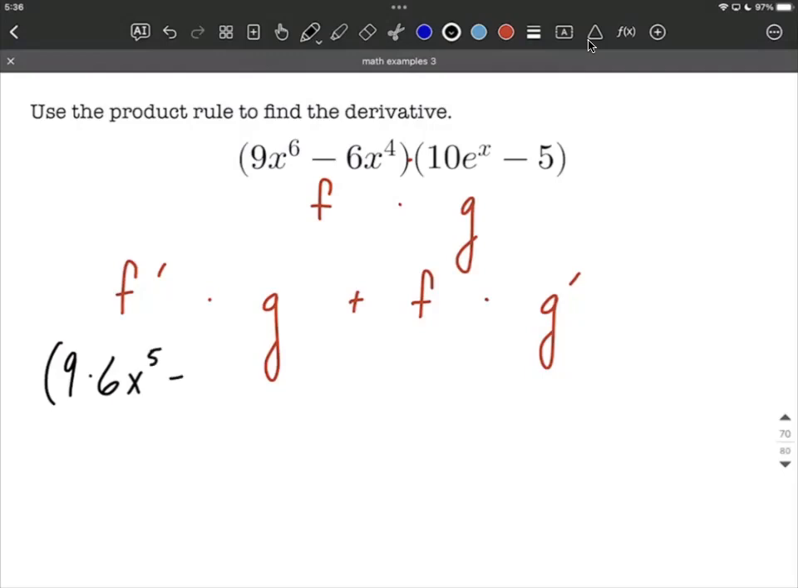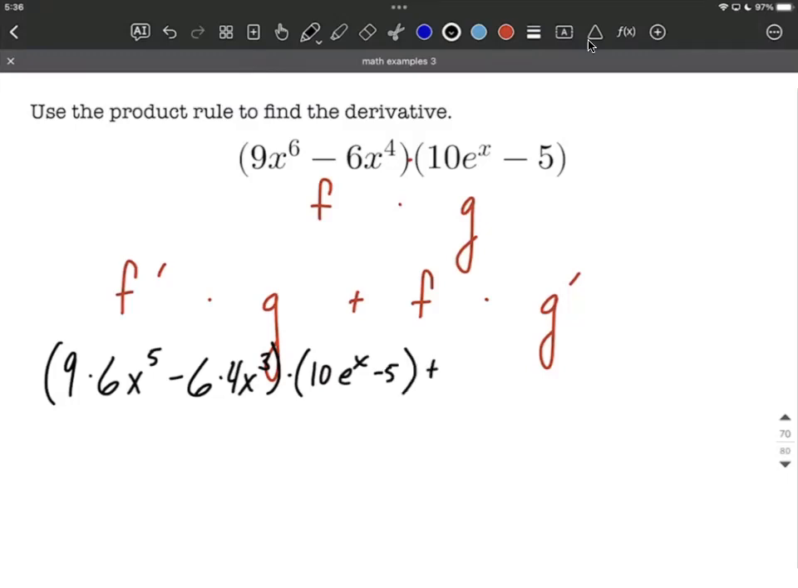Minus, moving on to the 6x to the 4th term, the 6 comes along. Then we again use the power rule. The exponent, 4, comes down. Reduce the exponent by 1. So 4 minus 1 makes 3 for our new exponent. Then this gets multiplied by g. We're just going to copy down the second set of parentheses. So 10 e to the x minus 5.